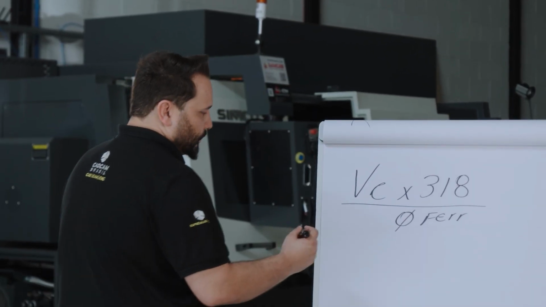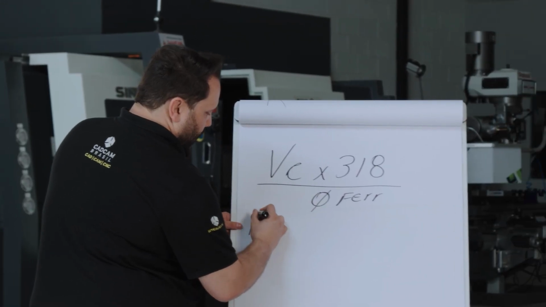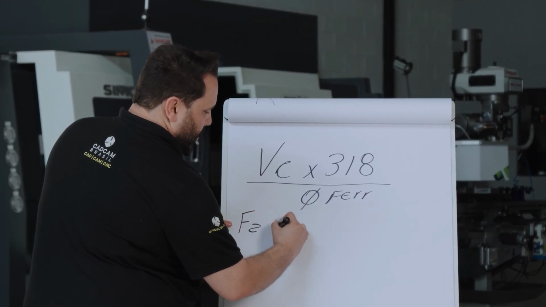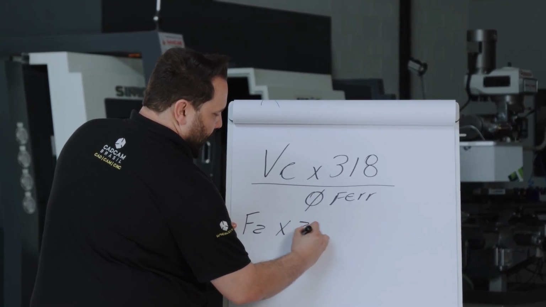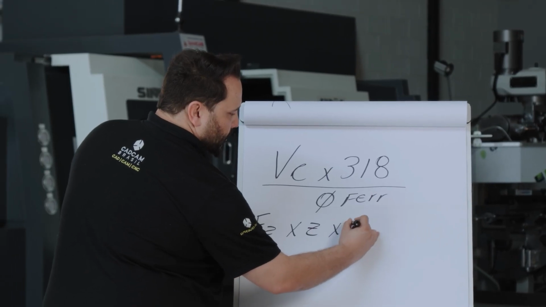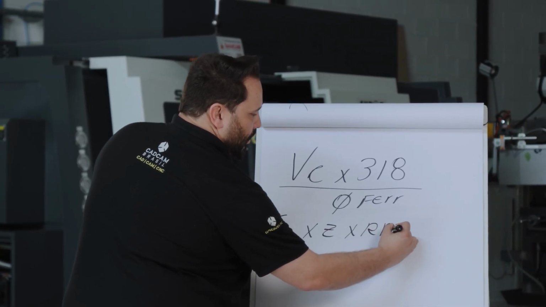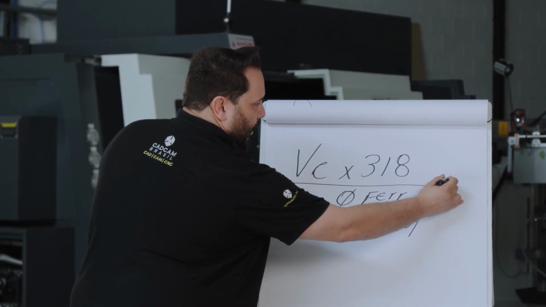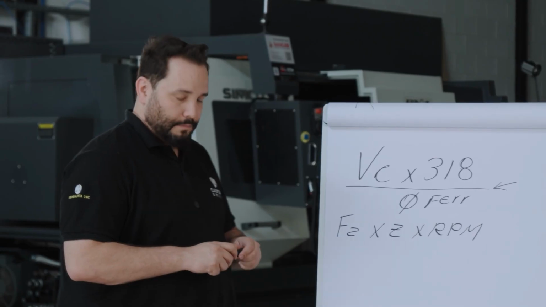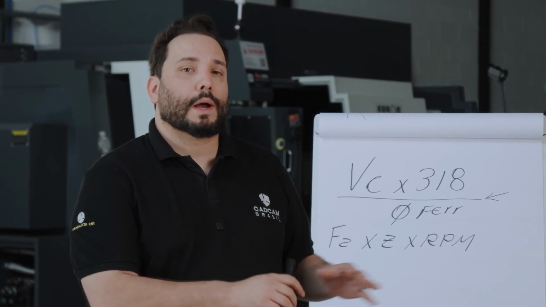Now, the next parameter we need to find is the feed rate. To find the feed rate, I need to know how many inserts the tool has. So the calculation is very simple and straightforward. We use the fundamental formula: feed per insert, multiplied by the total number of inserts, and then multiplied by the RPM, which I found using the previous formula. That's it. This is the correct way. If you're doing this, you're already doing it the right way.